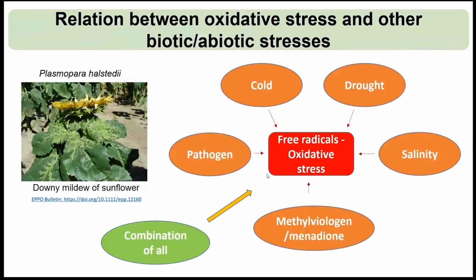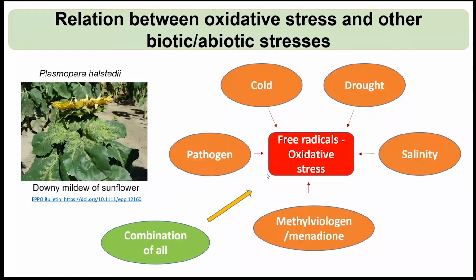In this slide, I'm going to explain the relation between oxidative stress and other biotic and abiotic factors. The sunflower crop is known to get exposed to stresses like cold, drought, salinity, and to some extent, some of the herbicides which are being used to kill the weeds. Some of them are mainly derivatives of methyl viologen. So these abiotic stresses impact plant growth.